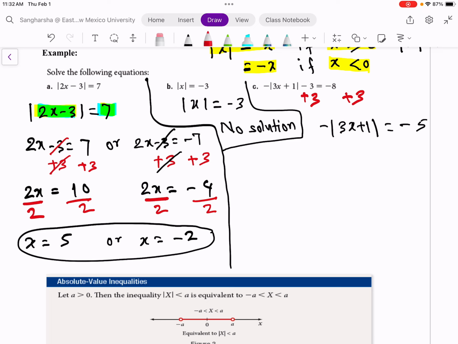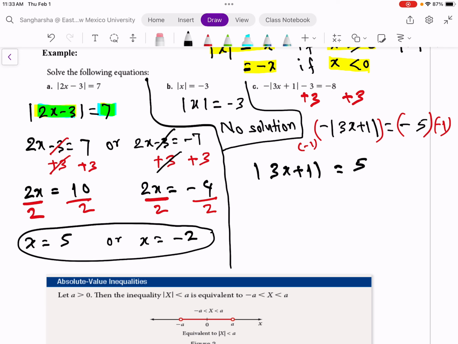So let's multiply both sides of this equation by negative 1. So we have absolute value of 3x plus 1 equals negative 5 times negative 1, we have positive 5. Now here the absolute value of 3x plus 1 is positive. It means it does have a solution. So the only condition is that if the absolute value of the expression is negative, then it does not have a solution. You might need to simplify it to check whether the equation has a solution or not.